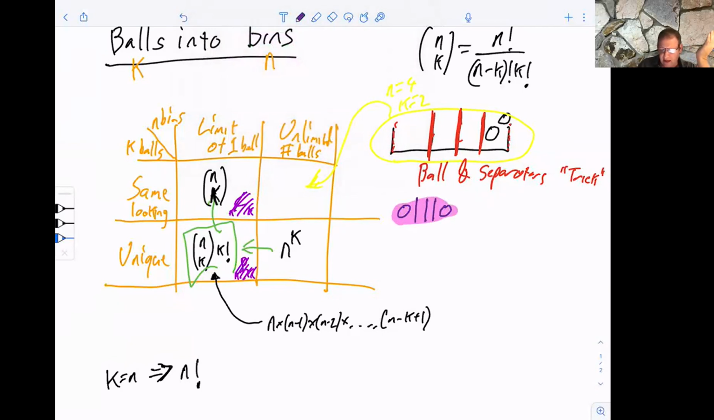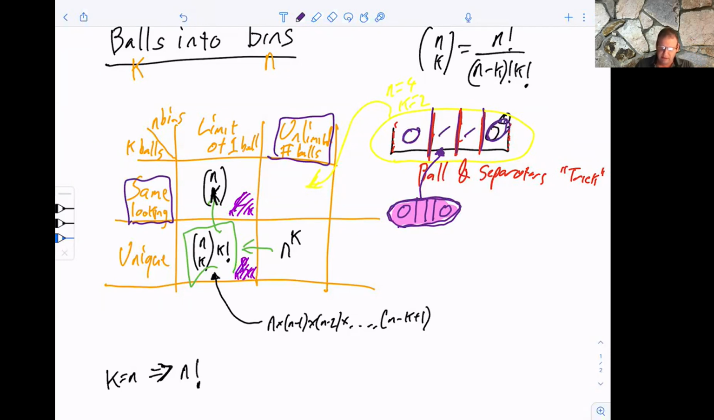Look at this thing that I'm highlighting now. Just take a bit of a guess. How do you think that describes a placement of balls into bins? What does it mean? I've just shown you that these are the separators. These are the balls. So what do I mean by this thing, in terms of one way of putting same looking balls with unlimited numbers into bins? Well, I mean that there's a ball here, and there's nothing here, and a ball here.